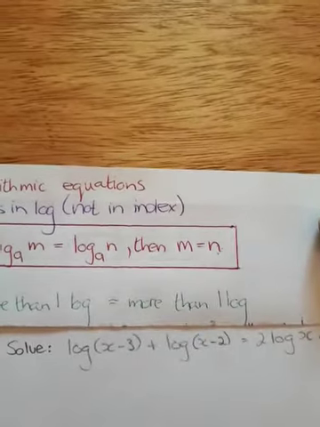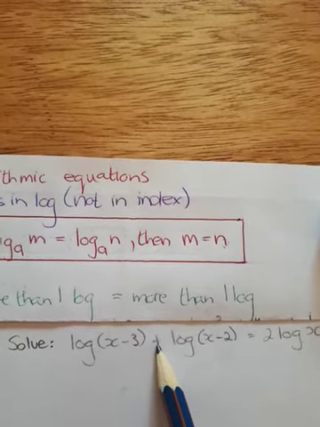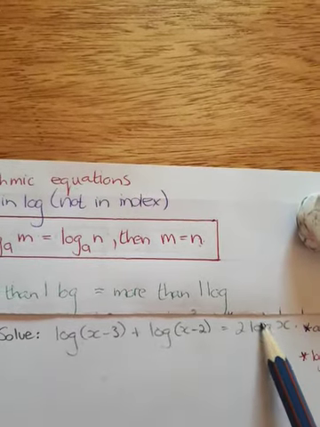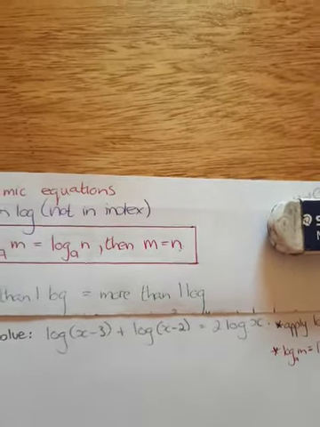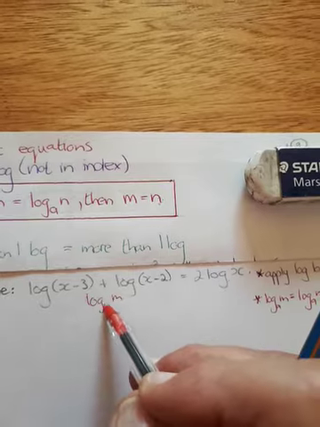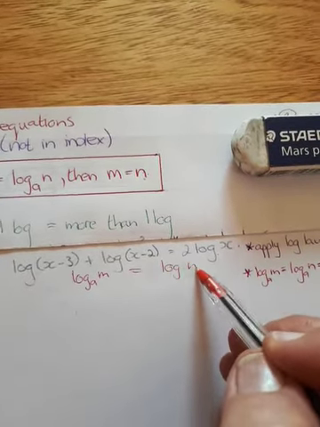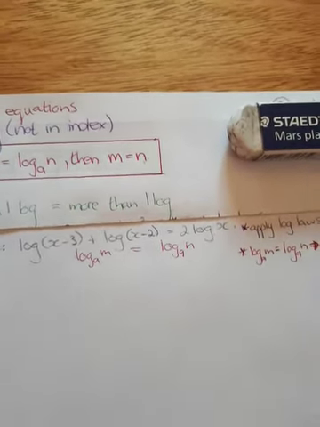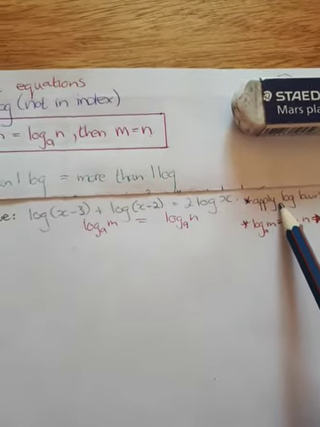So when we look at the following example, we've got log of x minus 3 plus the log of x minus 2 equals 2 log x. Remember, our aim is to get the format log m with base a equaling log n with base a. We want a single log on the left and a single log on the right, and we will be doing it by applying the log laws.